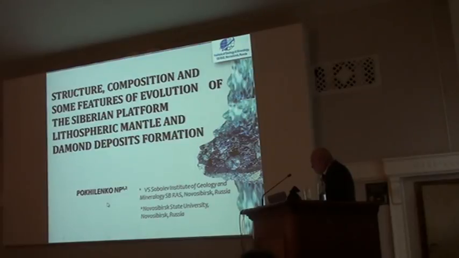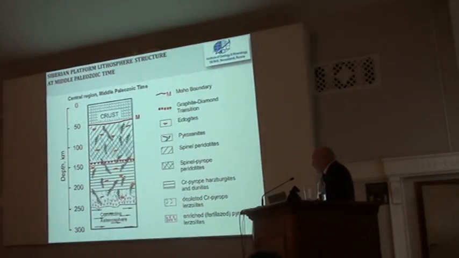Kimberlitic mantle and some features of kimberlite and diamond formation and the geological history of the platform. A simple scheme of a cross-section of the lithosphere of the Siberian platform for mid-Paleozoic time. Why for mid-Paleozoic time? Because if we take this cross-section in Mesozoic time, it will be significantly different. Thickness about 250 kilometers.